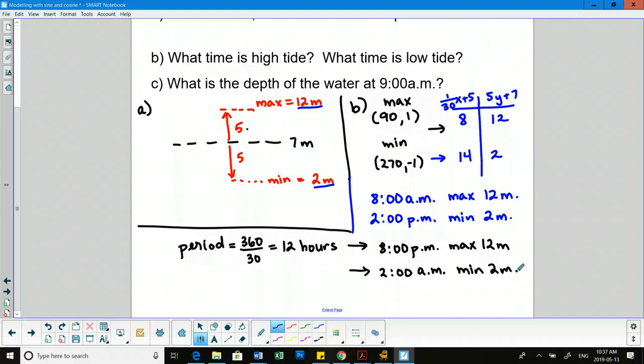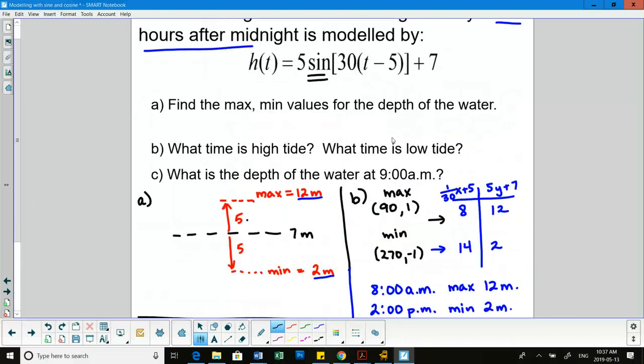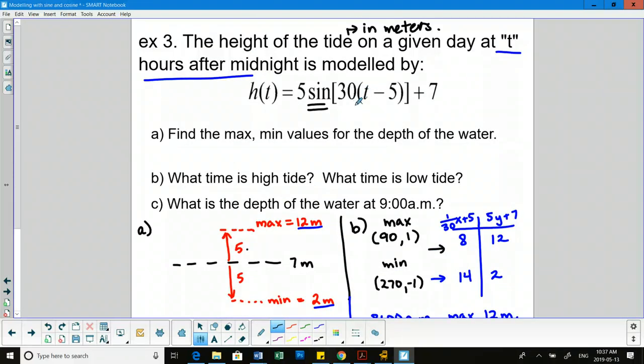Does X also mean time? X here, so our T here is like our X, so it's time after midnight, yeah. Okay, what is the depth of the water at 9 a.m.? Any ideas for how we can calculate this last part here? It could be like 11 meters.